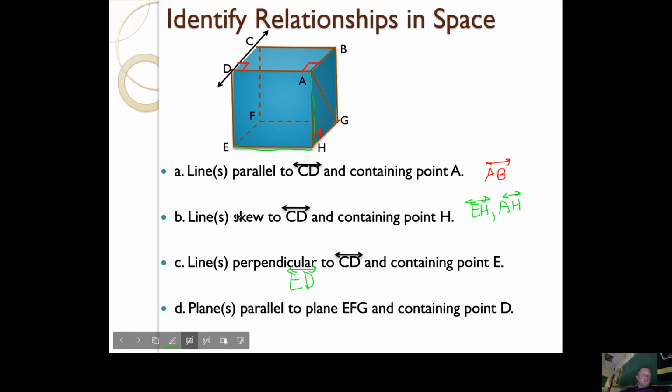Last one, we're looking for planes, or a plane that is parallel to plane EFG. Where is plane EFG? That's your floor. And contains the point D. What is parallel to the floor? The ceiling is. The ceiling definitely has point D on it. How would you name the ceiling? Well, pick 3 points from it. Put them in any order you want. Plane ABD would be your ceiling.